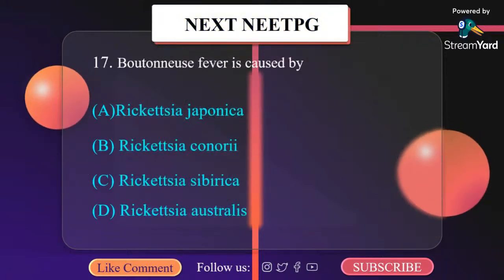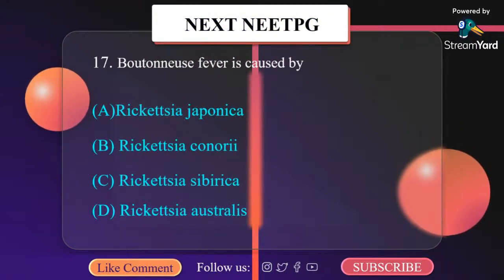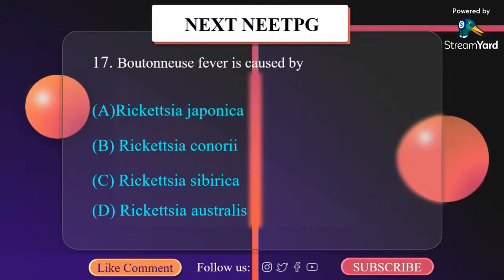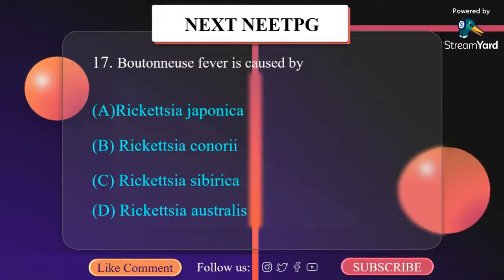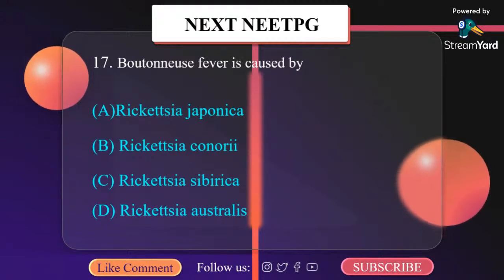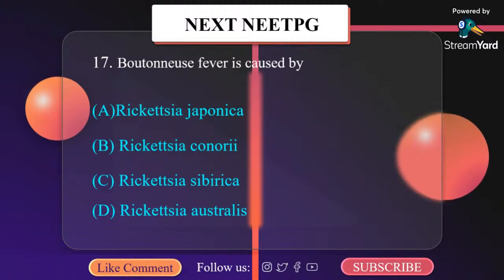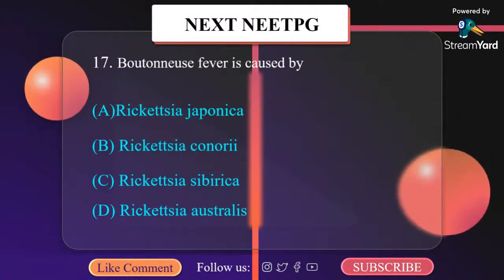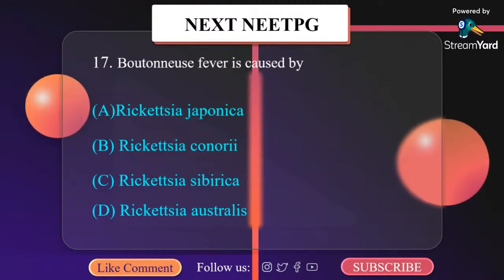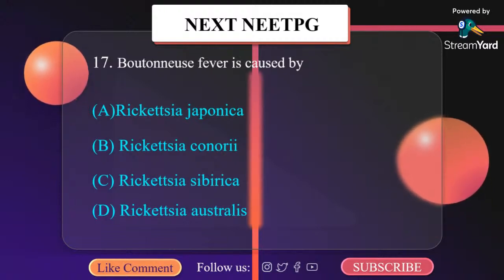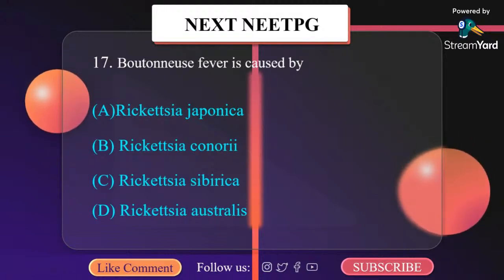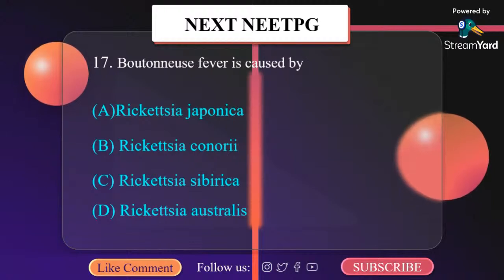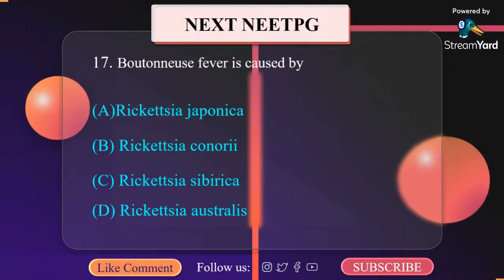Boutonneuse fever is caused by: A. Rickettsia japonica, B. Rickettsia conorii, C. Rickettsia sibirica, D. Rickettsia australis. Now, the tick-borne fevers caused by Rickettsia organisms. Rickettsia conorii: Mediterranean spotted fever, also called boutonneuse fever; Kenya tick typhus, India tick typhus, South African tick typhus, Israel spotted fever, Astrakhan spotted fever. Rickettsia rickettsii: Rocky Mountain spotted fever. Rickettsia africae: African tick bite fever. Rickettsia japonica: Japanese spotted fever or Oriental spotted fever. Rickettsia honei: Flinders Island spotted fever. Rickettsia australis: Queensland tick typhus. So the correct answer here is Rickettsia conorii.